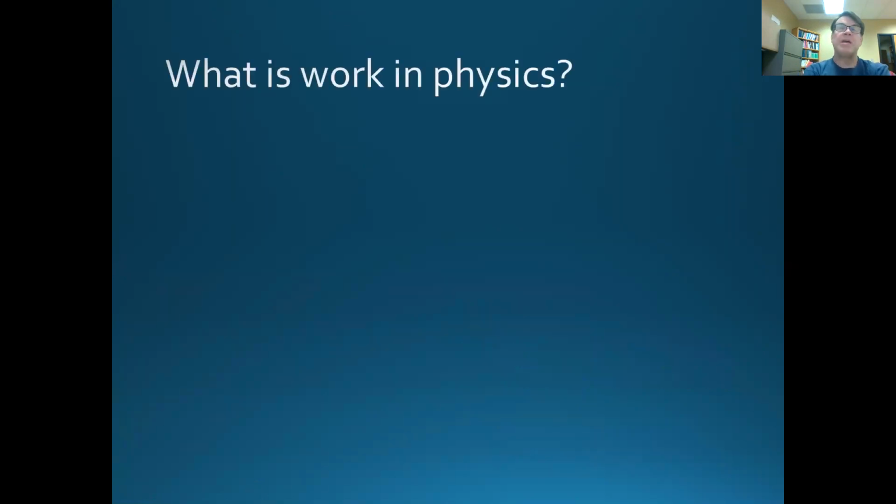Now, you may have had a physics course at some point. In fact, I suspect that Stewart assumes that you've had a little engagement with physics, which is unfortunate if you haven't. But we can talk through it. What is work?